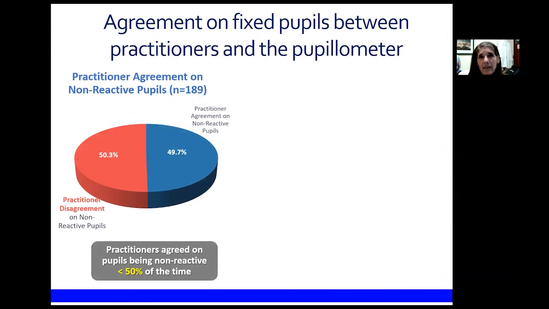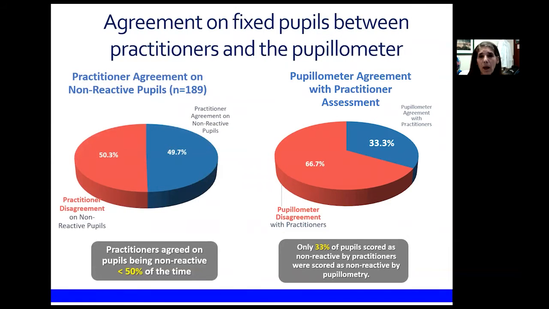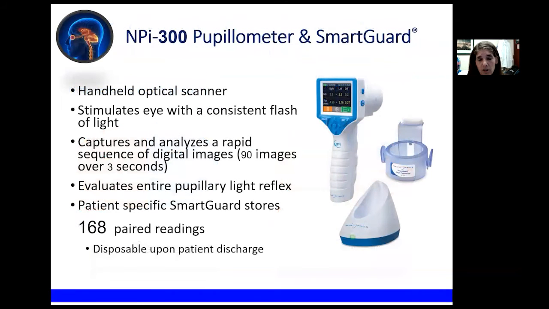And when we look at the agreement on fixed pupils between practitioners and the pupilometer, we find that there's 50% disagreement. And when we look at pupils that are non-reactive by practitioners, only 33% of pupils scored as non-reactive were scored as non-reactive by the pupilometer. So in fact, there was pupilometer reaction.